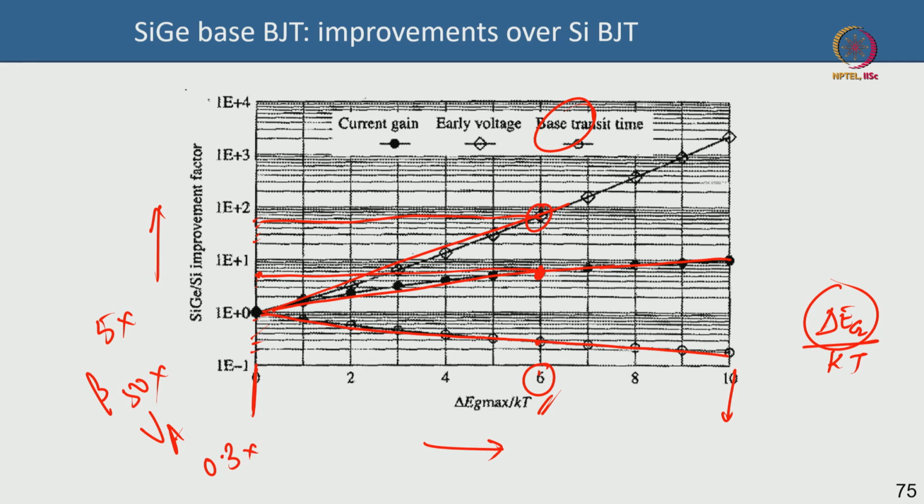In a pure silicon BJT, you have a certain transit time, say 1 picosecond. Keeping everything else the same, if you just do the silicon germanium grading in the base, because of the quasi electric field, the extra electric field, if you have 6 times kT as the total band gap difference, then you have 0.3 times the transit time, you are going to get 0.3 picosecond. That is a significant improvement in your transit time. Okay. So these are the improvements that you can see with grading the silicon germanium base.